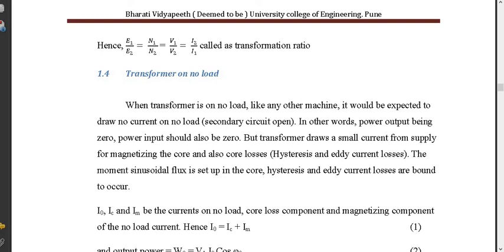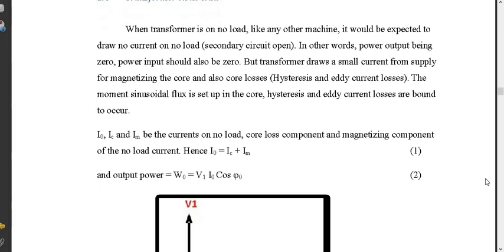So this particular current which is drained from the supply when the supply to the primary is on, despite the secondary being open circuited, is for the core losses and for magnetization of the core. So I0, that is the no load current, is basically for the core loss and for magnetization of the core. So you can see I0 is equal to IC plus IM.